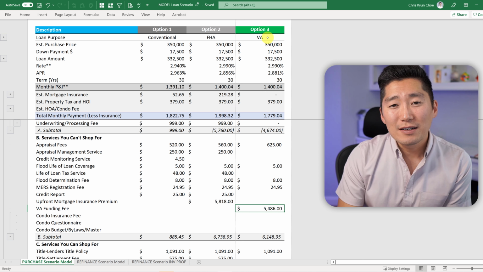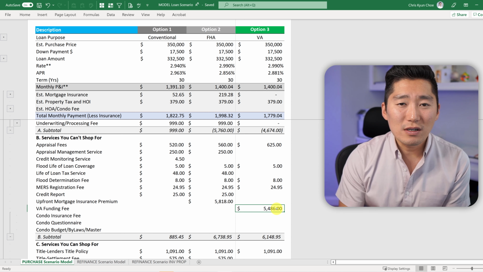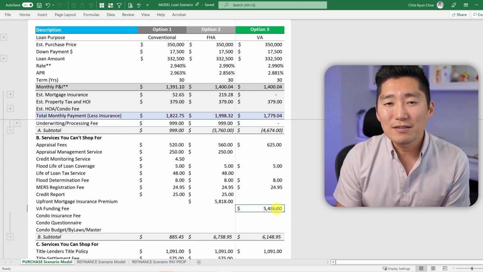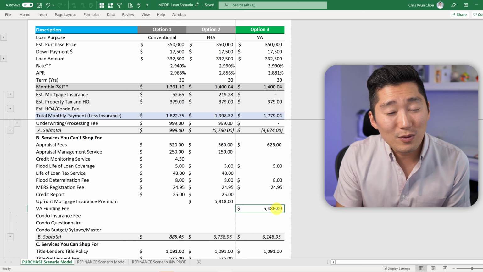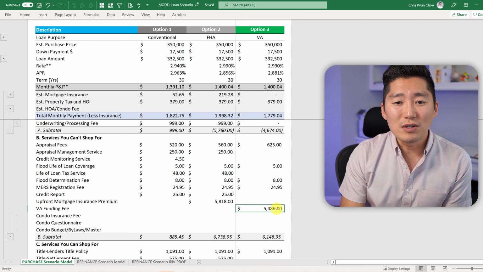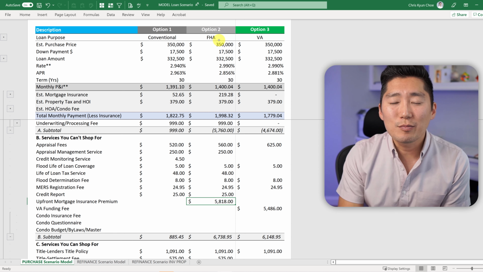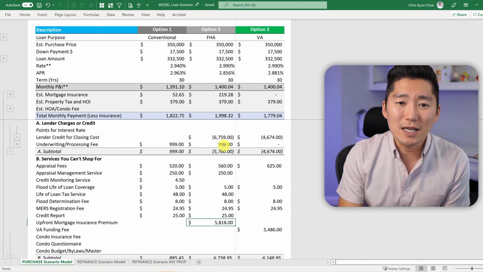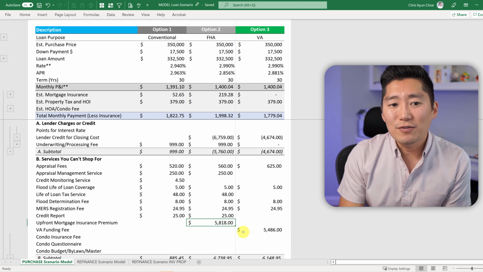Now, for the VA, one thing is if you are on disability, this VA funding fee is waived, so you don't have to pay out of pocket for it. A lot of veterans don't know that. And then for the upfront MIP, you basically have to pay it as part of an FHA, even though you get a big, substantial lender credit. The upfront MIP is this.